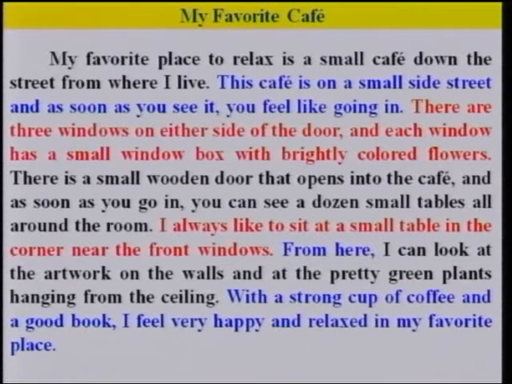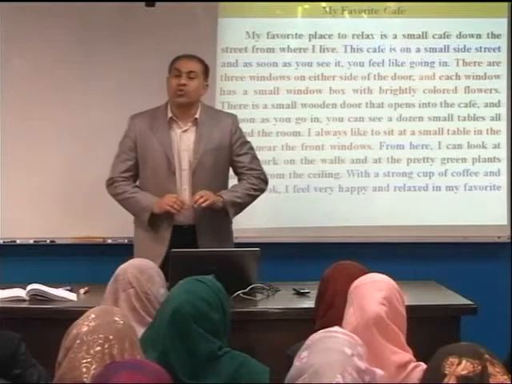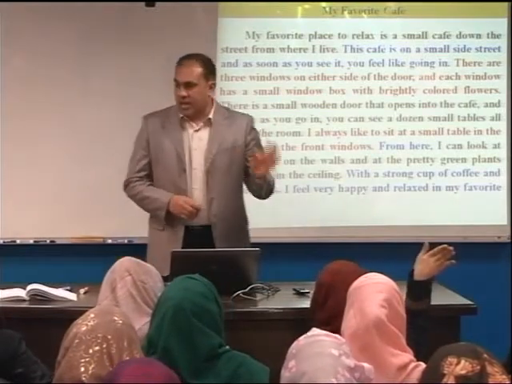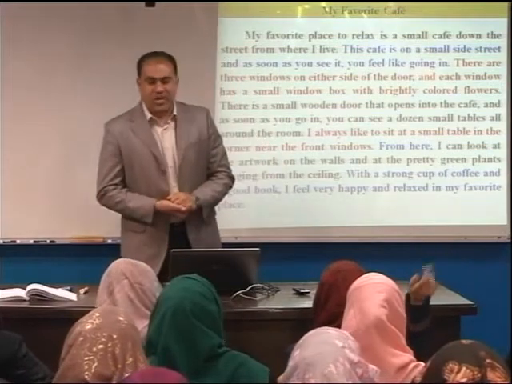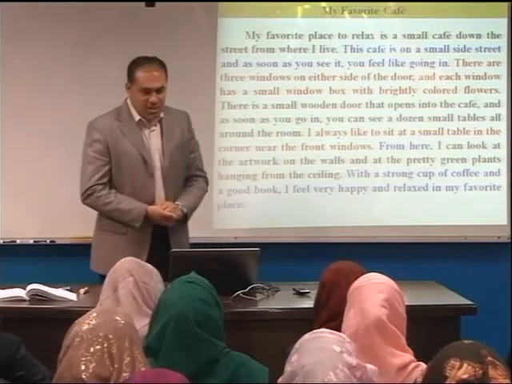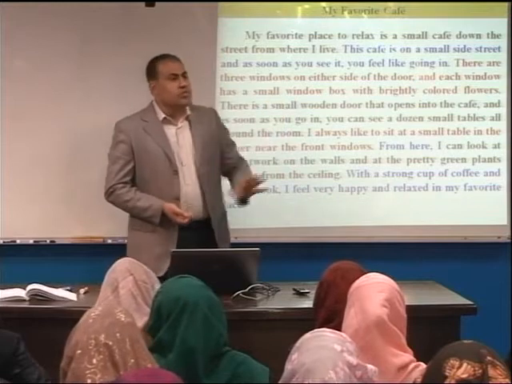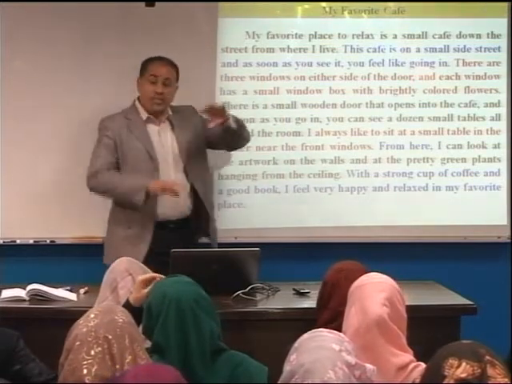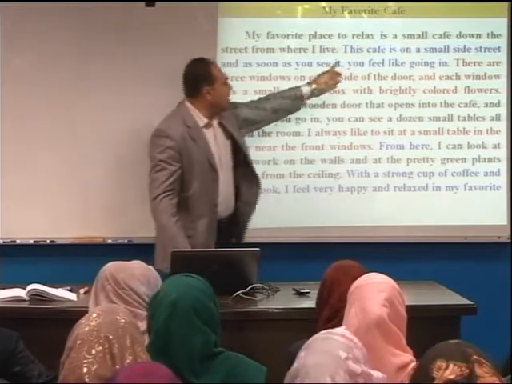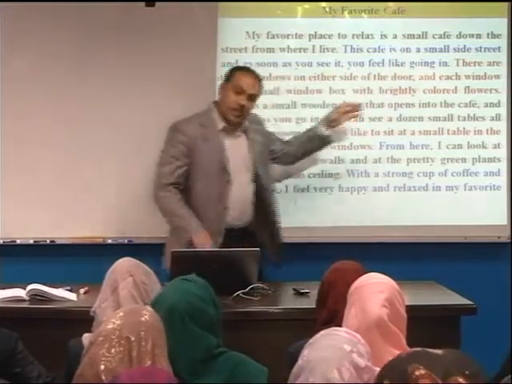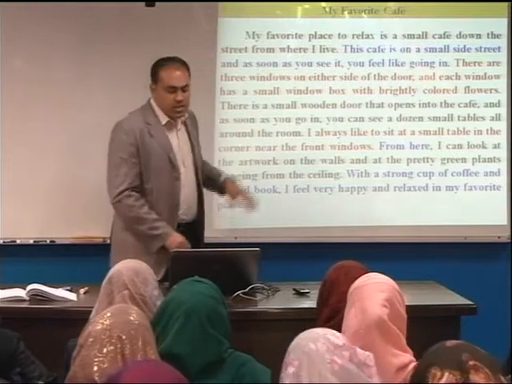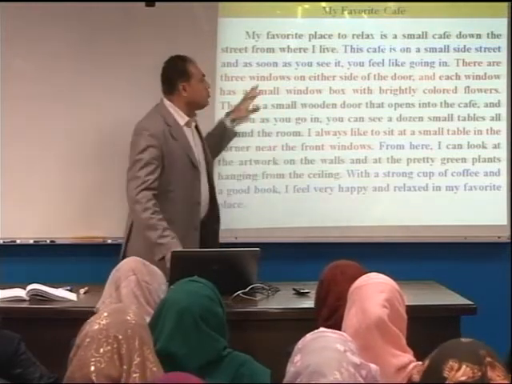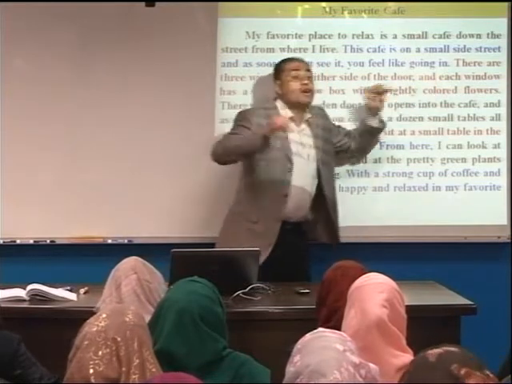Alright, if we look at this paragraph, what is the spatial order used in describing my favorite place to relax? Yes, please. Outside to inside. From outside to inside. How do you know this? First, it started with the street, with the scene of the street. For example, "This cafe is on a small side street, and as soon as you see it, you are still outside. As soon as you see it, you feel like going in." Okay, so I'm still outside.